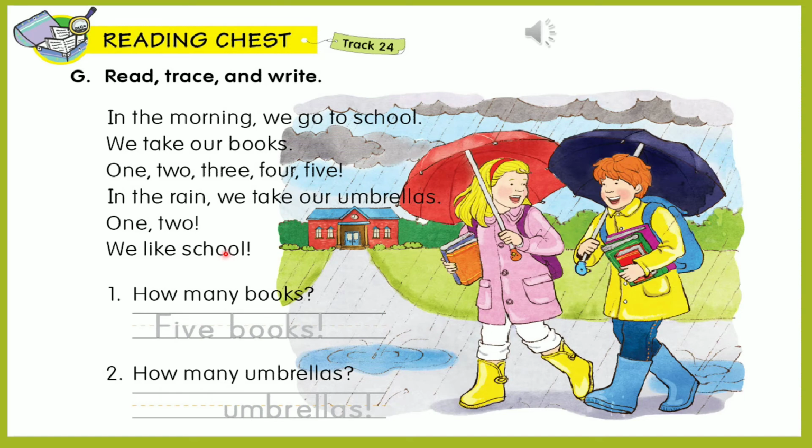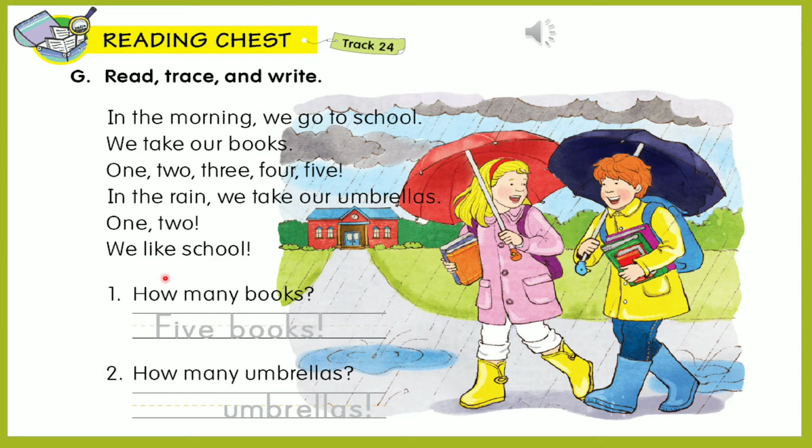Now, let's read through the second time. In the morning, we go to school. We take our books. 1, 2, 3, 4, 5. In the rain, we take our umbrellas. 1, 2. We like school.